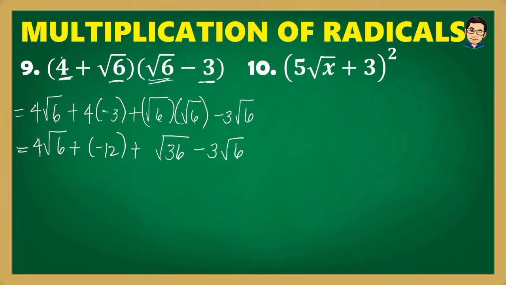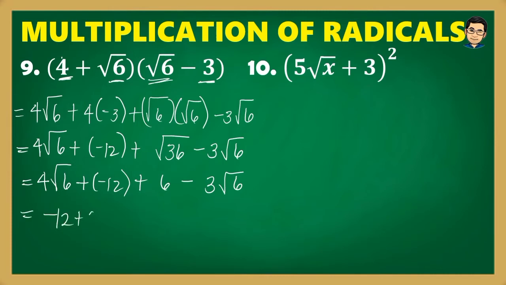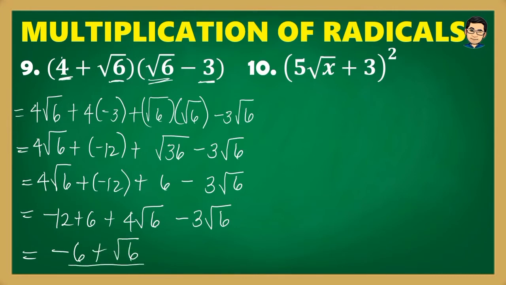And then, simplify natin 4 square root of 6 plus negative 12 plus the square root of 36, which is 6, minus 3 square root of 6. And then we combine like terms. So, negative 12 plus 6 plus 4 square root of 6 minus 3 square root of 6. So, negative 12 plus 6 is negative 6. And then 4 square root of 6 minus 3 square root of 6 is square root of 6. So, negative 6 plus square root of 6 is our final answer.